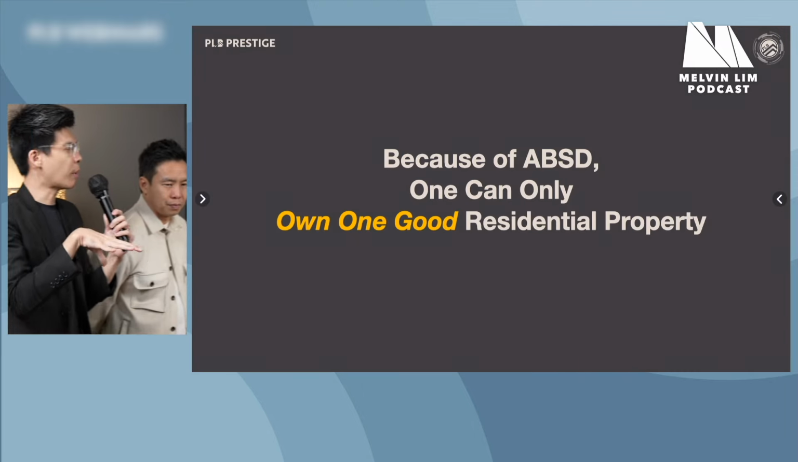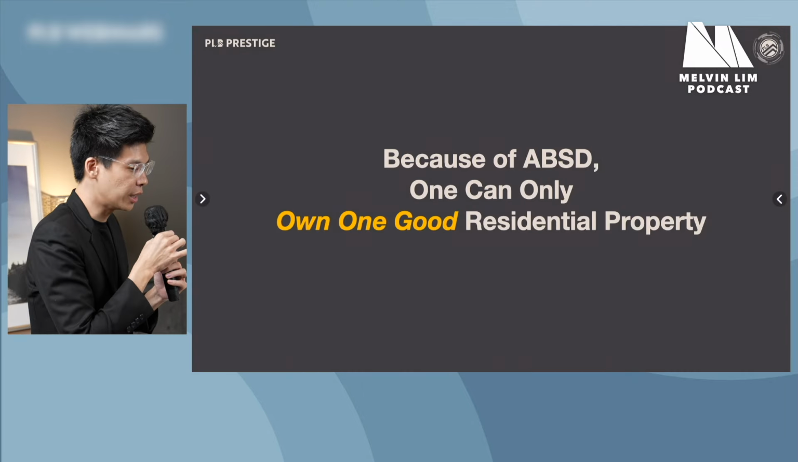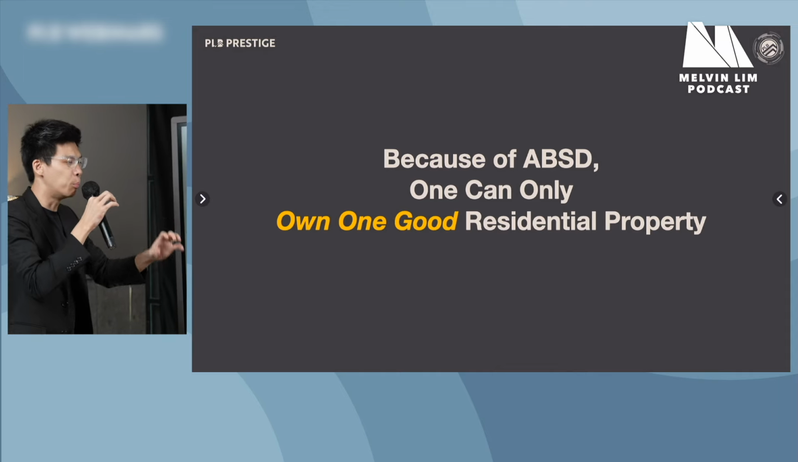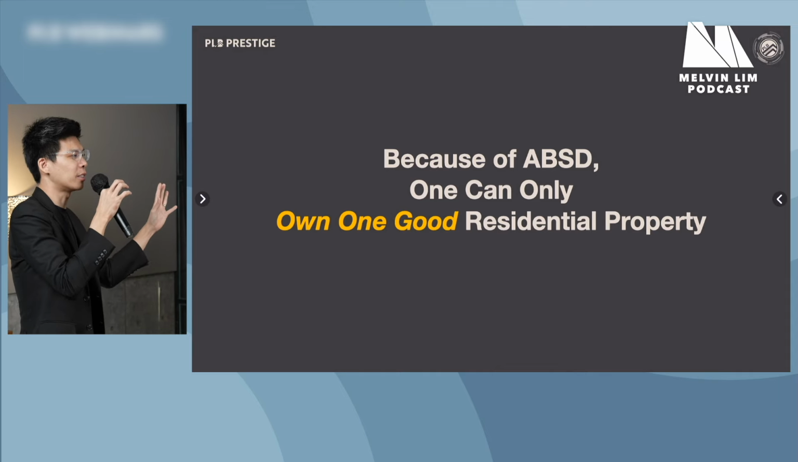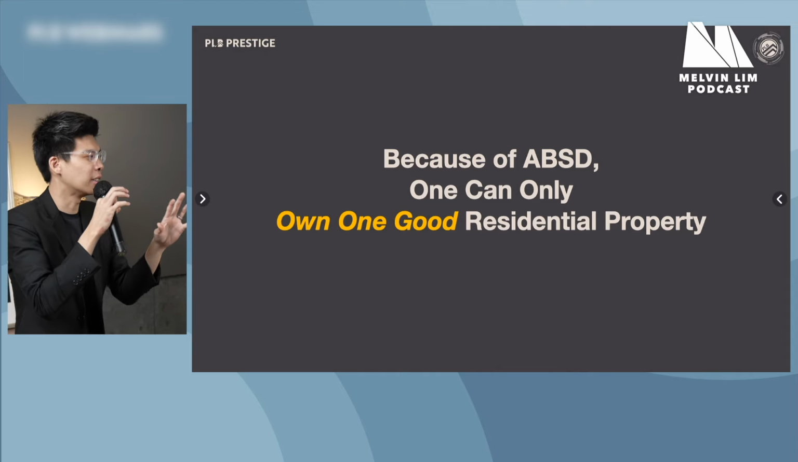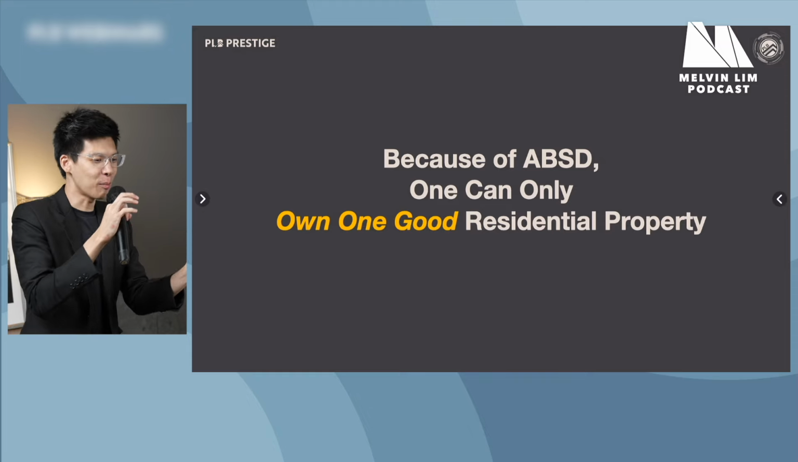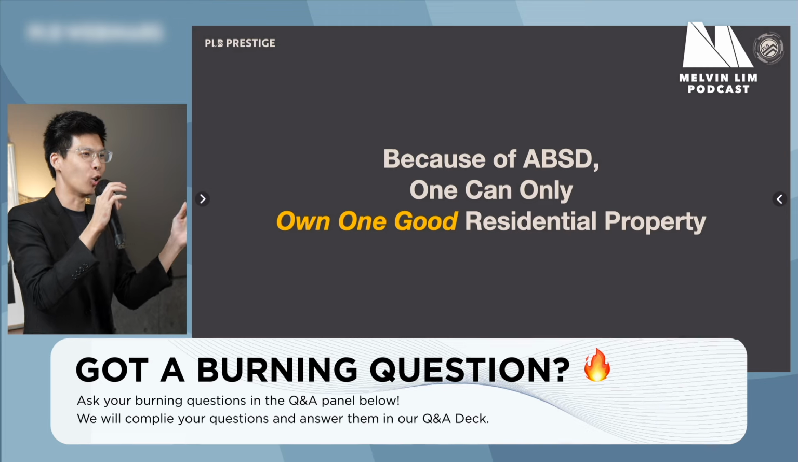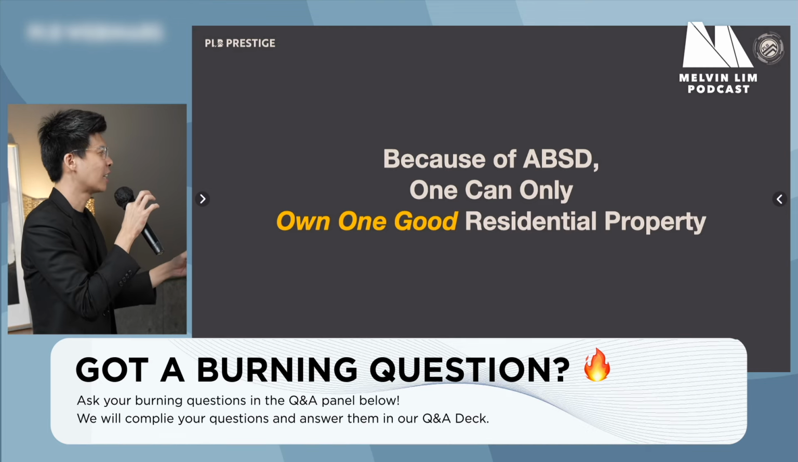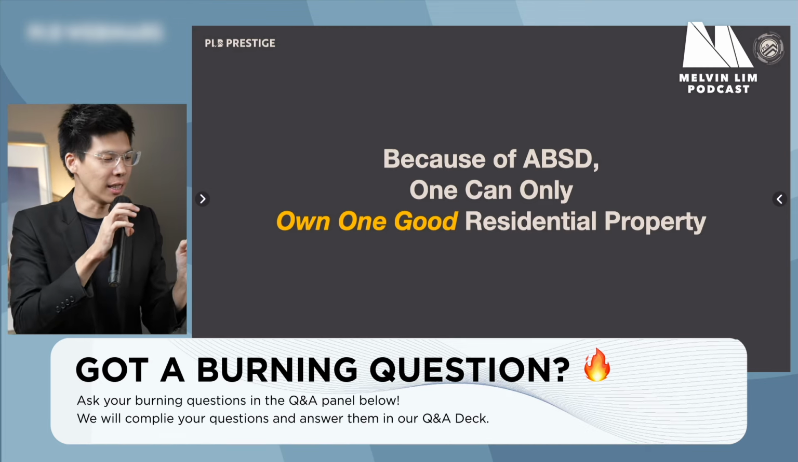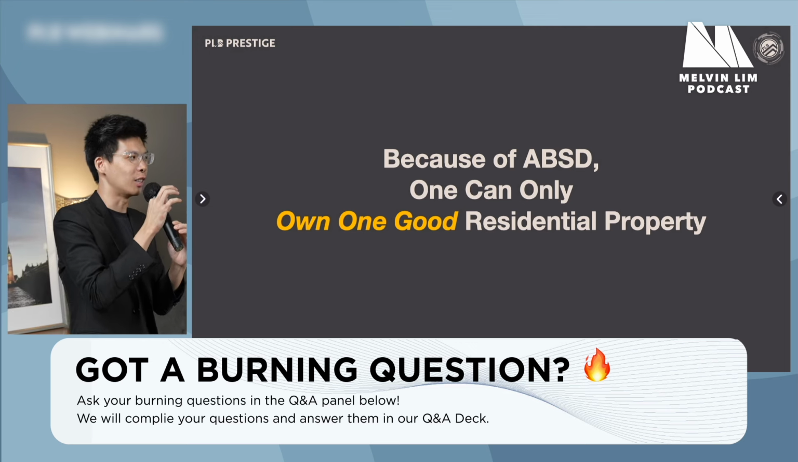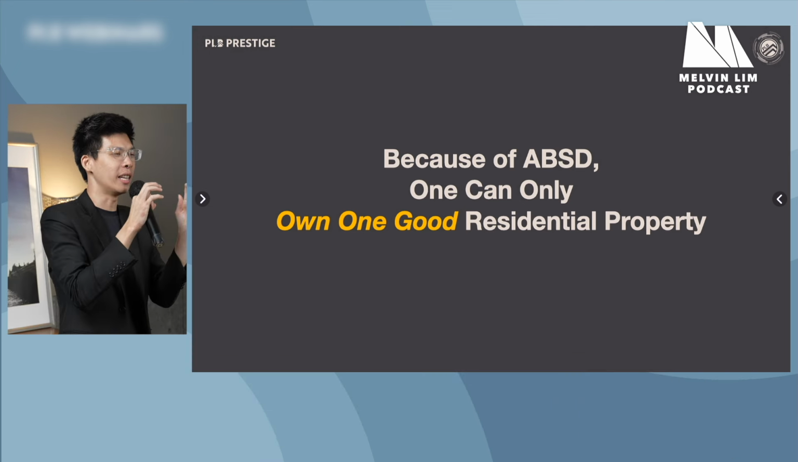And because of all these cooling measures and additional buyer stamp duty, the buying behavior has definitely changed a lot. Before all these cooling measures, there was no strategy required. When you have enough money, you just buy additional property. So we have met a lot of multiple property owners who own a lot of one-bedders and two-bedders. But because of ABSD at the moment, one person can only own one good residential property without incurring any ABSD.